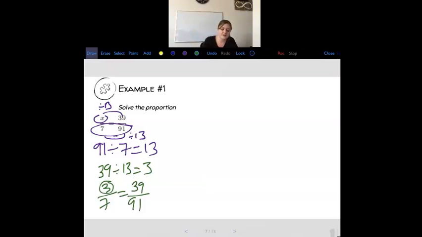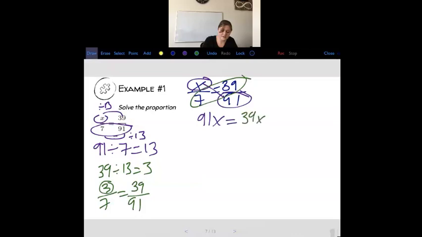Okay, the other way you could do this is to solve it algebraically, which will come up in the next section or the next example, by cross multiplying. So I'm going to rewrite the problem. To cross multiply, we would take the entire numerator times the other entire denominator to get 91x. Then we would do 39 times 7. So now we would have 91x is equal to 39 times 7, 273.